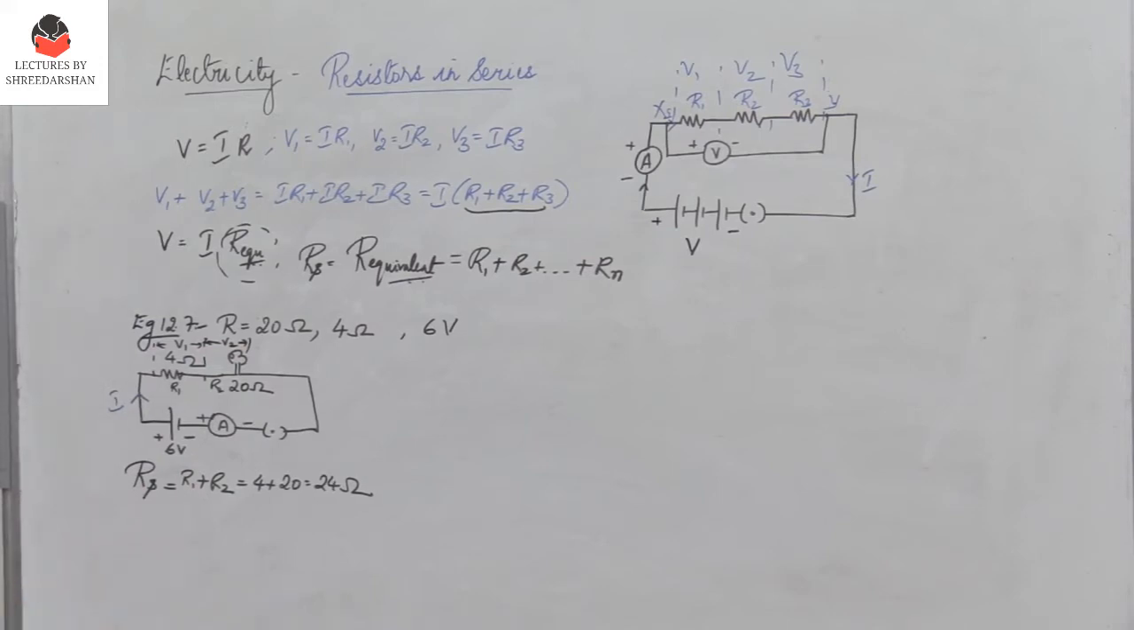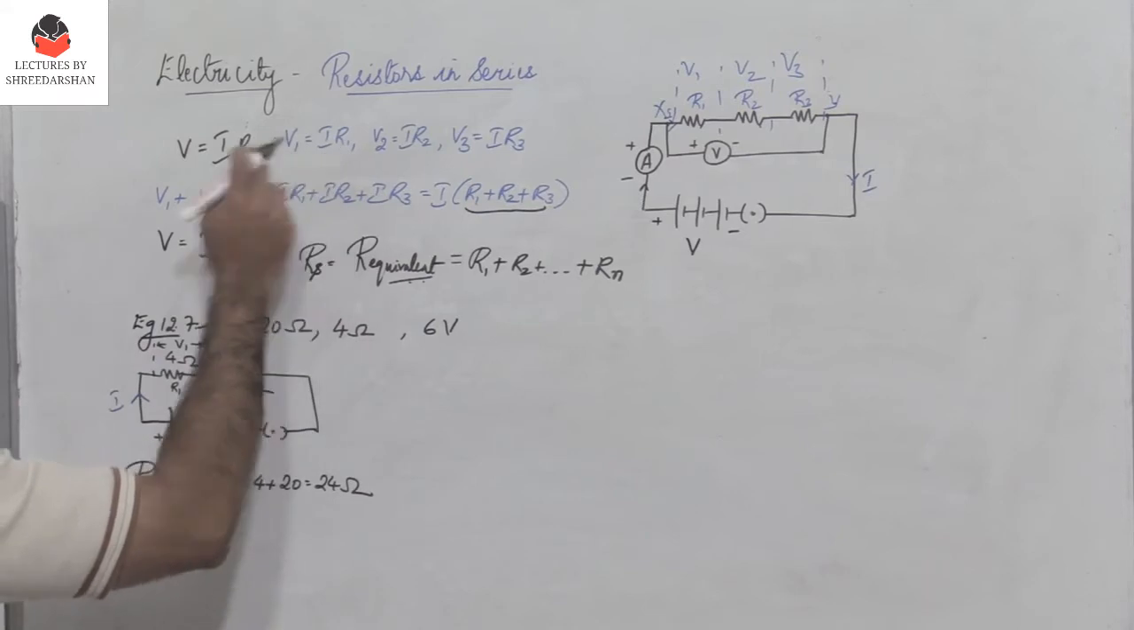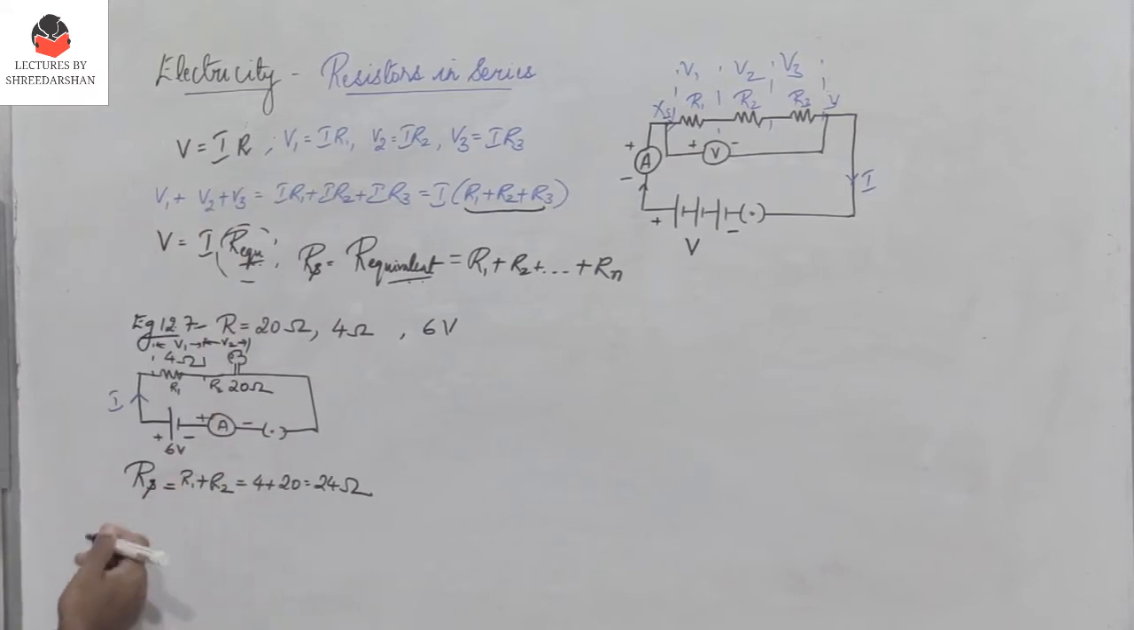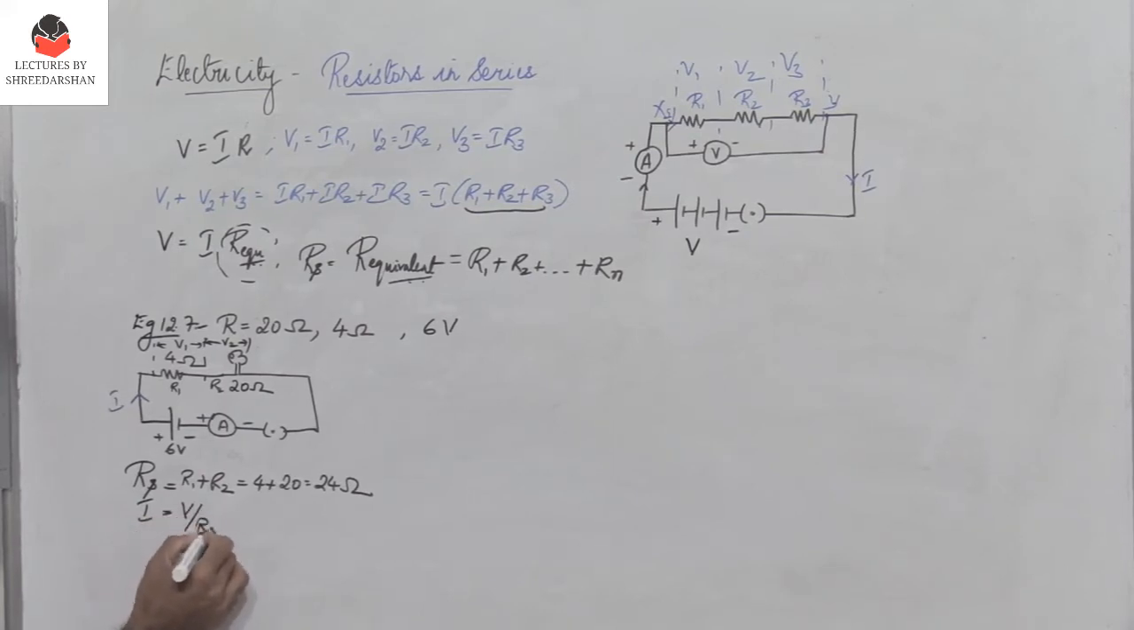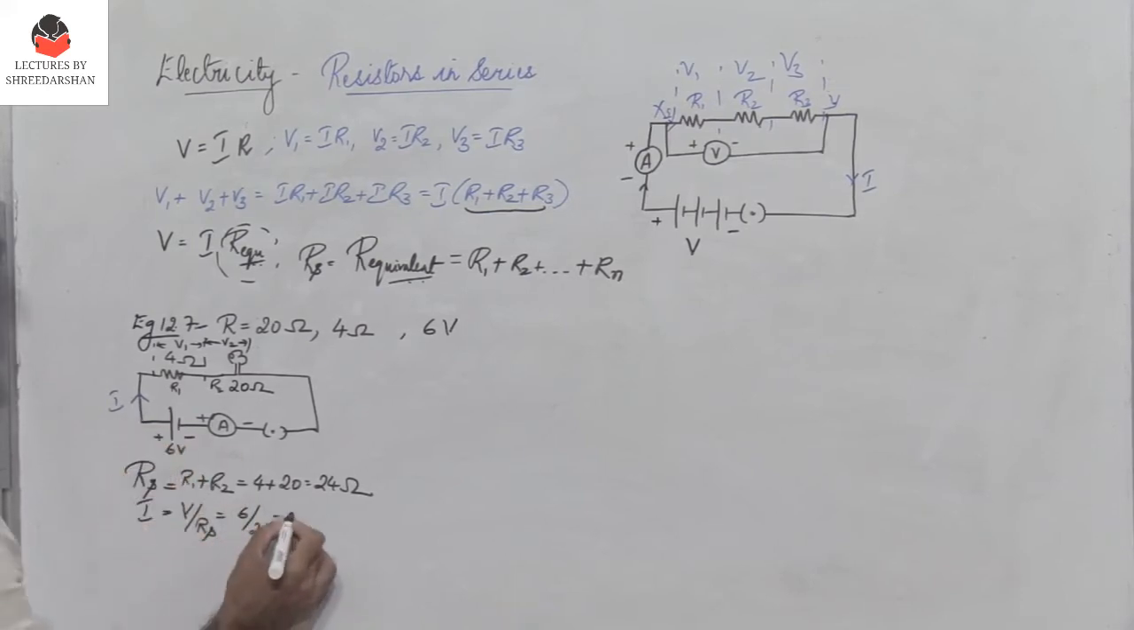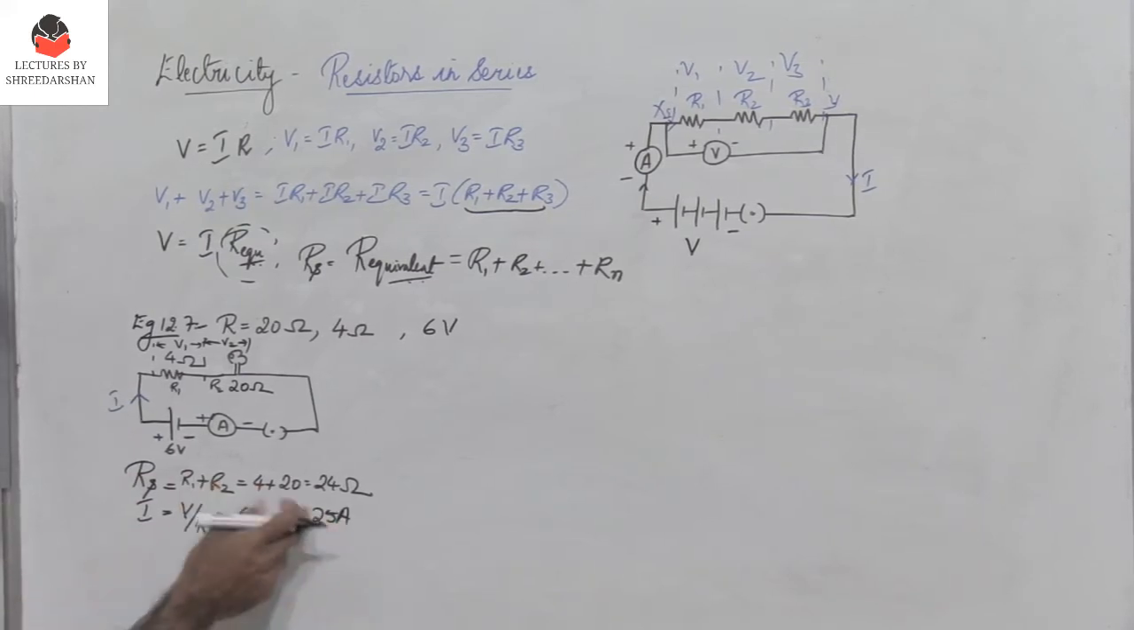Right? So we know that V1 equals I1 into R1, given by the expression here. Therefore, I need to find the current. So what is current I? It is nothing but V by RS, the total resistance, we have to remember that. It is 6 by 24, which is 0.25 amperes. Do not forget the units.